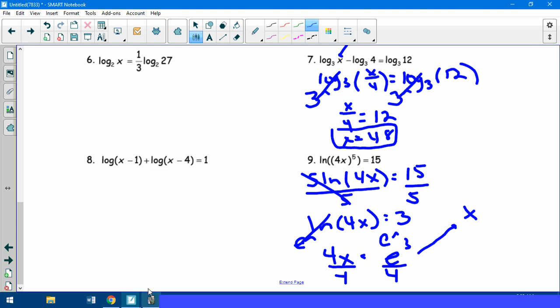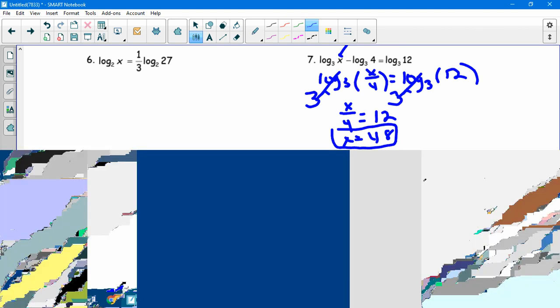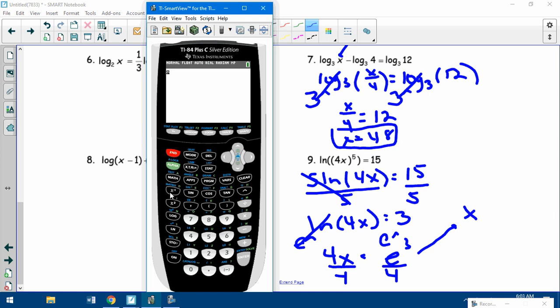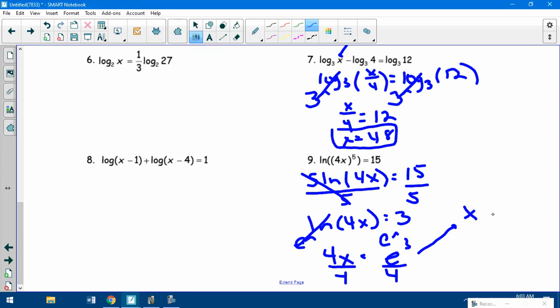So let's do e to the third divided by 4. 5.02 is the nearest tenth, I think it said, so 5.0. Putting a 5 in there is not going to cause a negative or 0 log, so that's my answer.